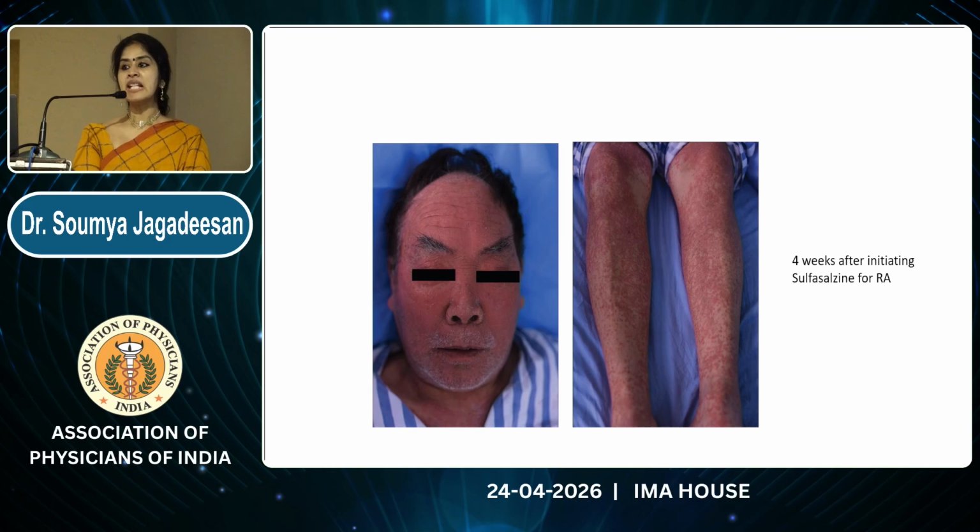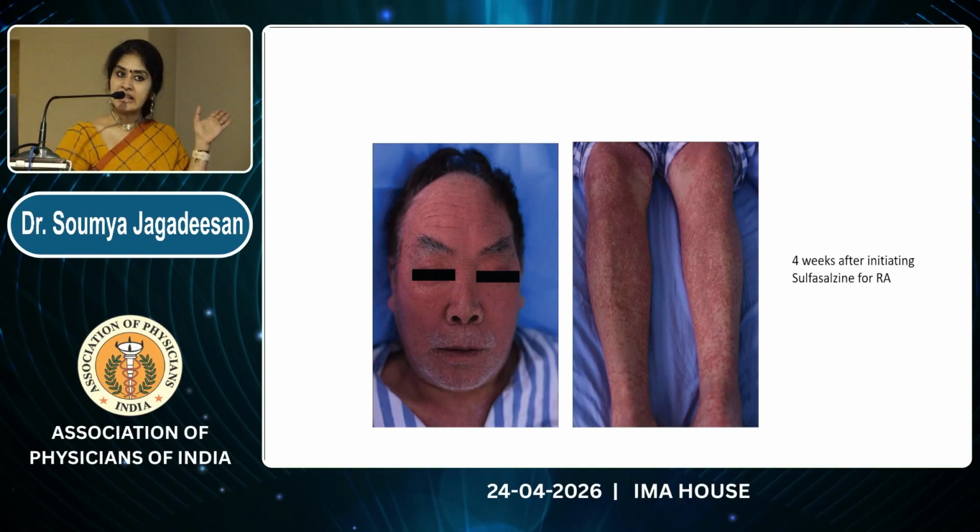Here you are not seeing necrosis. You're not seeing bulla. You're not seeing mucosal involvement. What you're seeing is a maculopapular rash with facial puffiness. This is DRESS syndrome, or DHS, drug rash with eosinophilia and systemic symptoms. I don't know which name is more familiar. It's a type of drug reaction which is also fatal if it is not recognized on time.